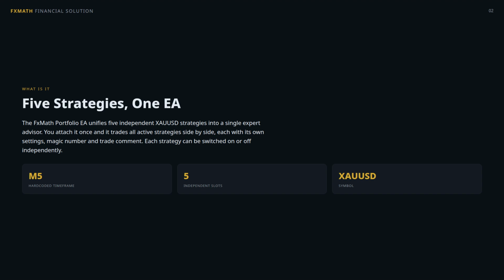The FxMath Portfolio XAUUSD unifies 5 separate gold trading strategies into a single expert advisor. You run one EA, and it trades all 5 strategies for you at once. Each strategy can be turned on or off independently, so you control exactly which strategies are active on your chart.